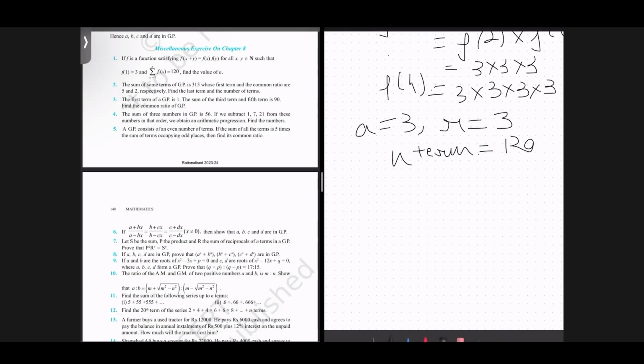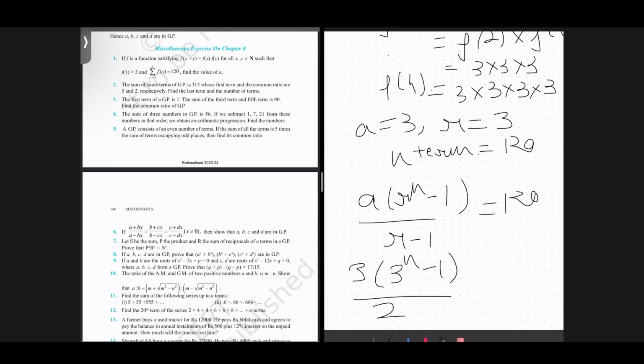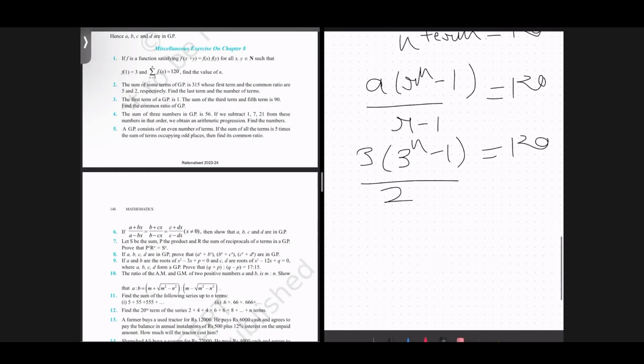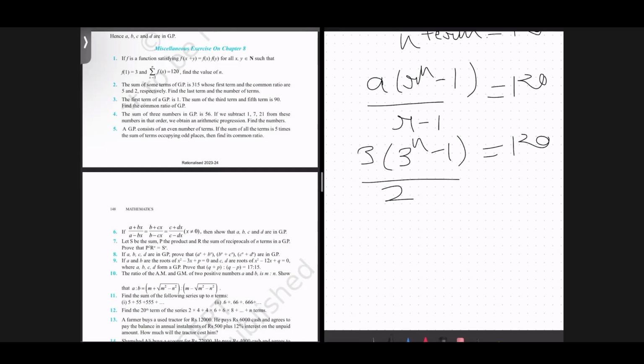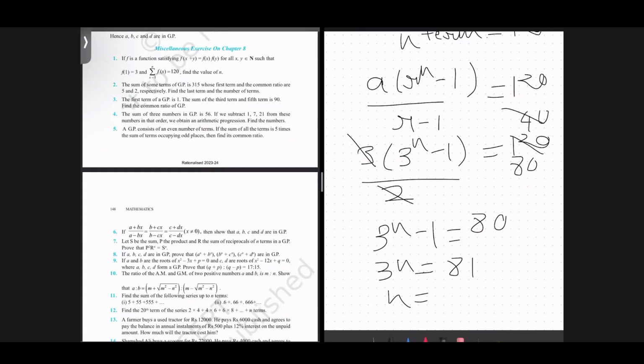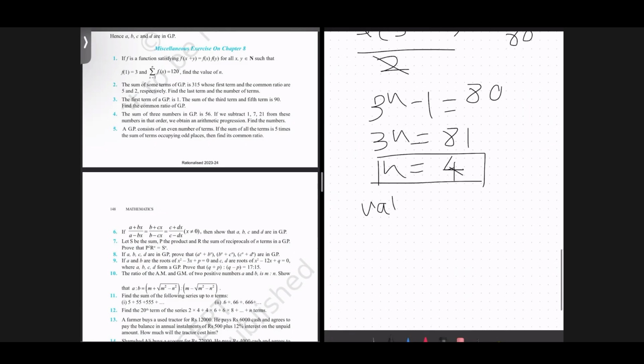So the sum of n terms is going to be a times r raised to the power n minus 1 upon r minus 1, which is going to be 120. The first term of the sequence is 3, so you have 3 into 3 raised to the power n minus 1. In the denominator, you have 2 because 3 minus 1 is equal to 2. Here you have 120. Multiplying by 2 on LHS and RHS and dividing by 3, you get 40. Then you multiply again by 2, you get 80. Right. So 3 raised to the power n minus 1 is going to be 80. 3 raised to the power n is going to be 81. n is going to be 4. Right. So the value of n is equal to 4.